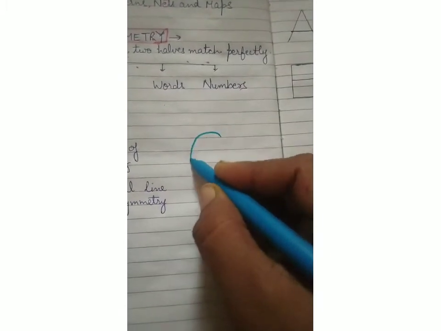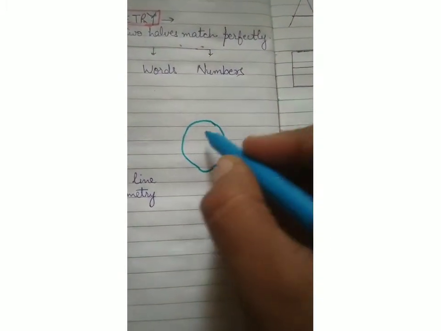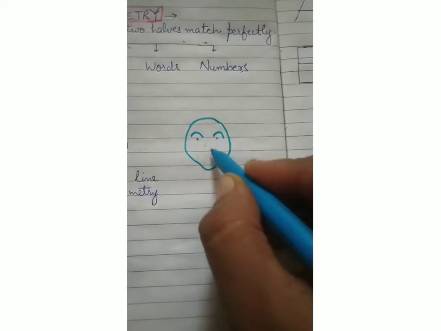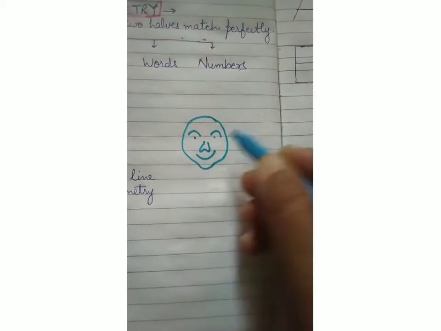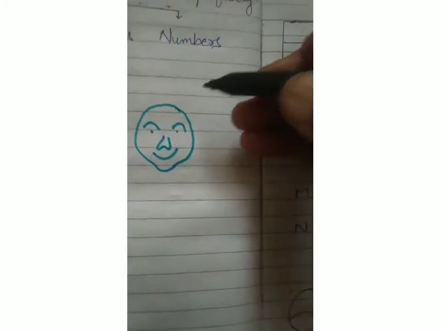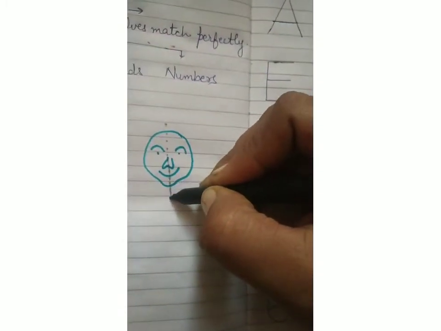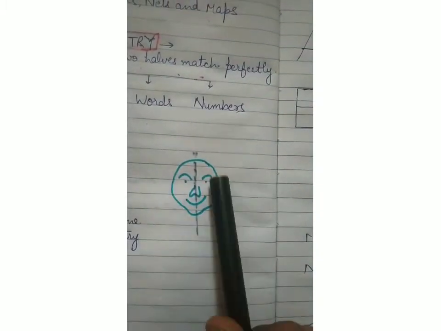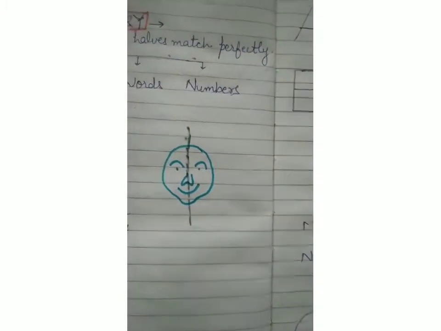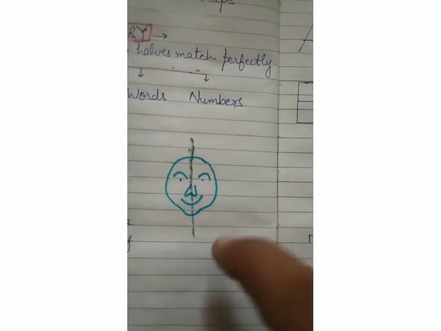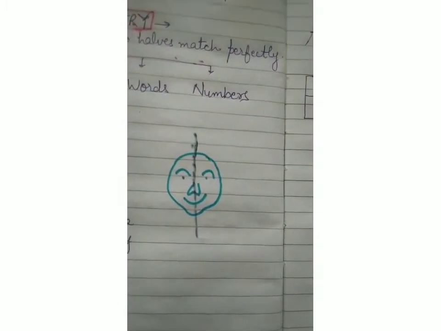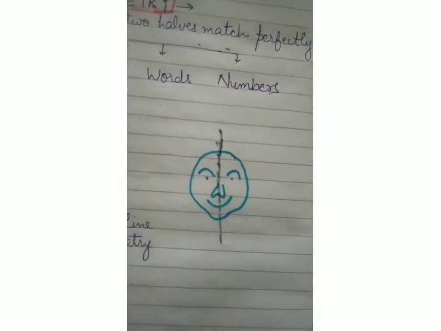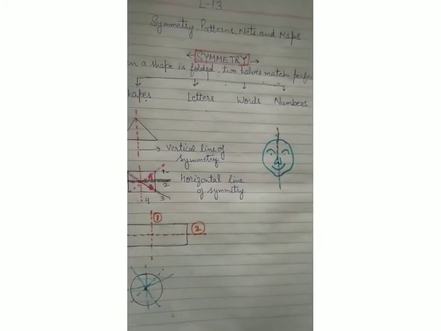The best example in nature of symmetry is what, children? Yes, that is your face. Your face is exactly symmetrical. When you make a vertical line, then it divides into two equal halves. Fine? So this is a natural example which shows the symmetry. Now practically we will see the symmetry.